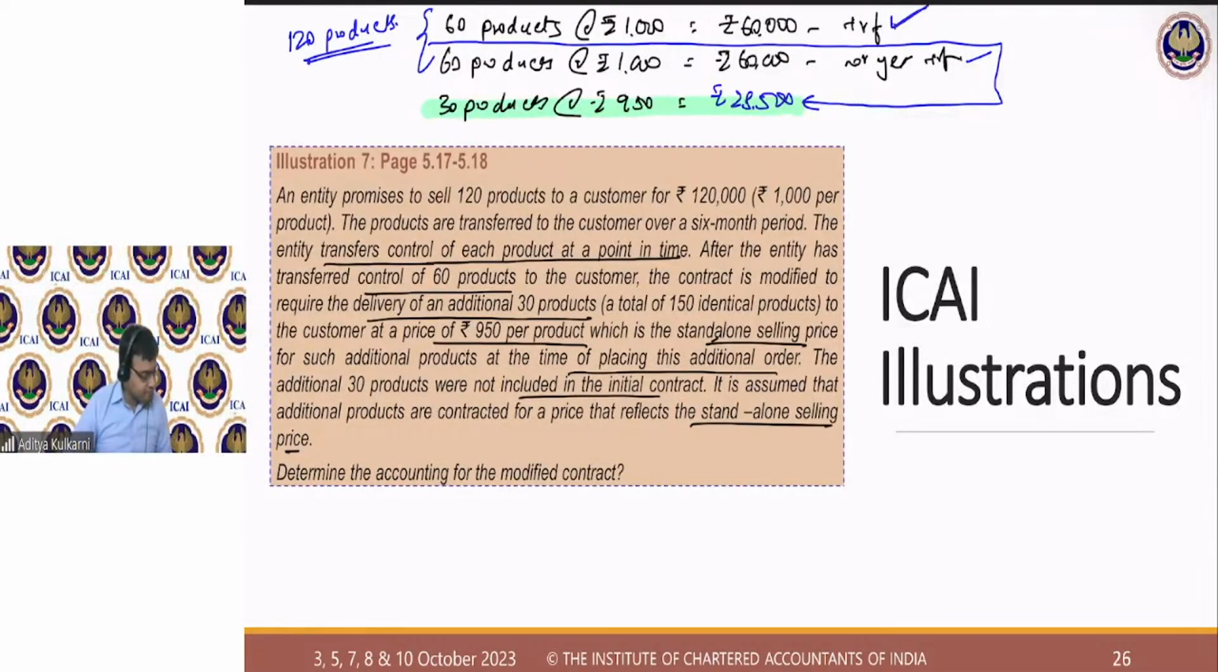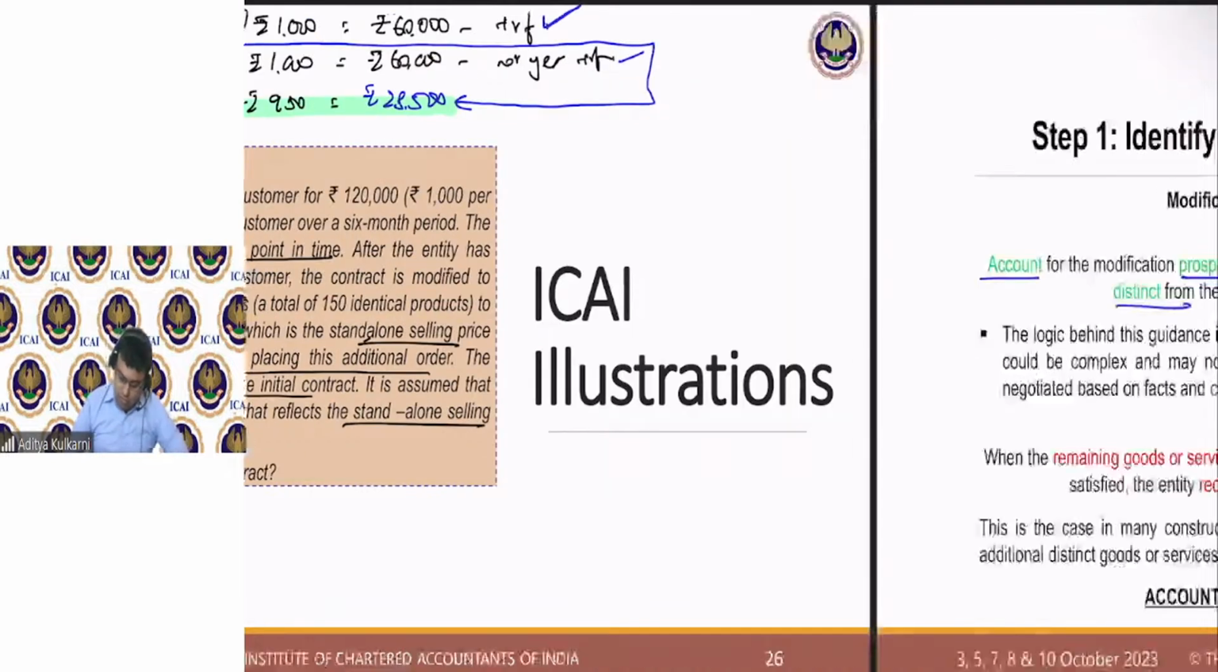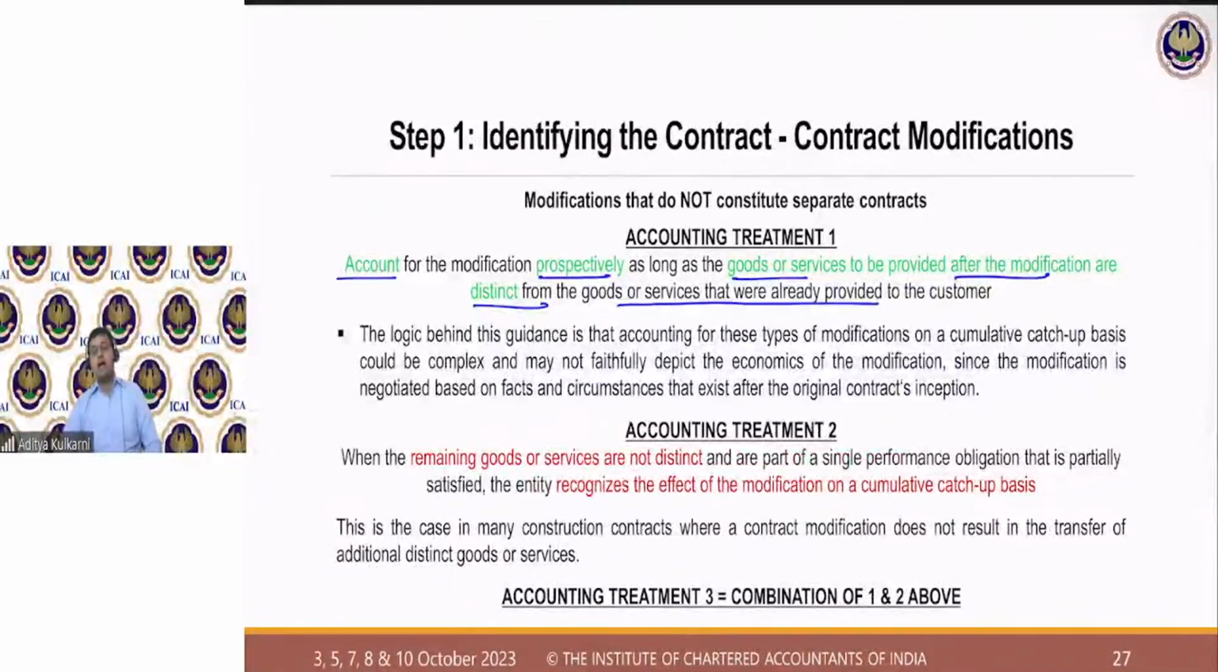Yes? Okay. So now coming to the next one. Accounting treatment 1. That means you can account for the contract prospectively as long as goods or services to be provided after modification are distinct from the goods or services provided prior to the modification.